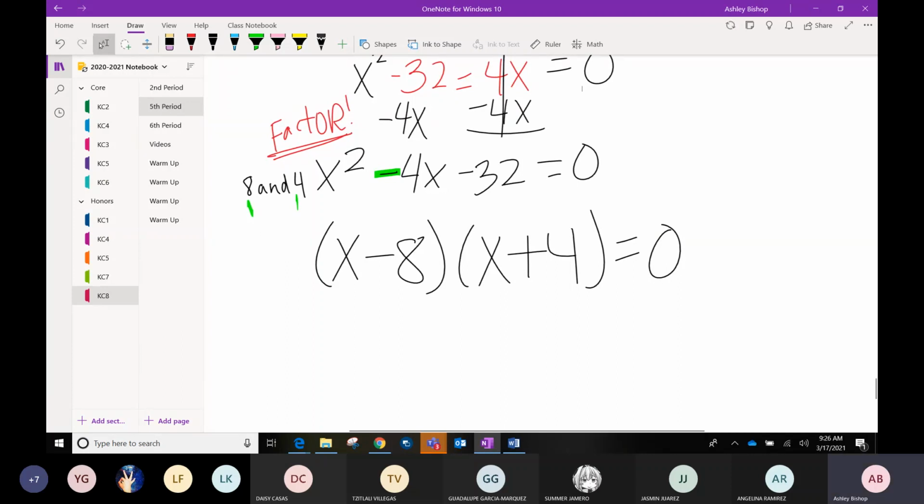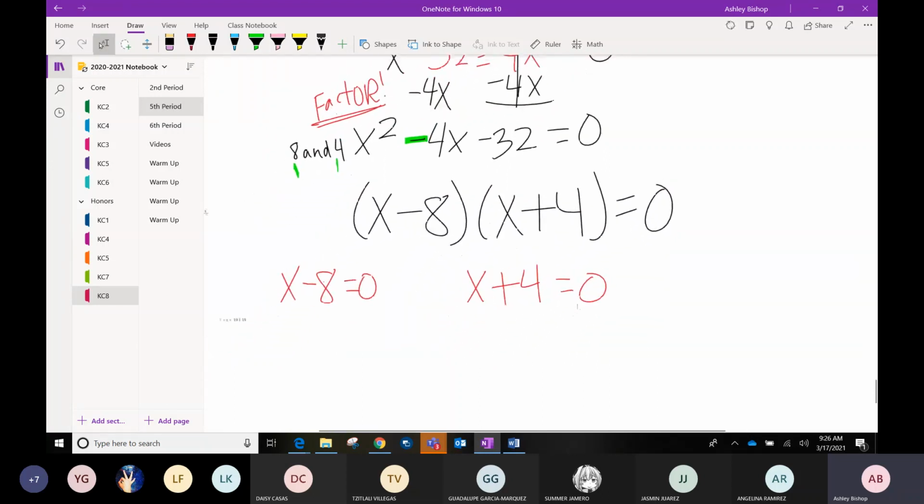now I need to solve for x. You know how to do this from day one of this semester. So I can take x minus 8 and set it equal to 0. And I can take x plus 4 and set it equal to 0. To solve for x, I take my two factors and set them equal to 0.